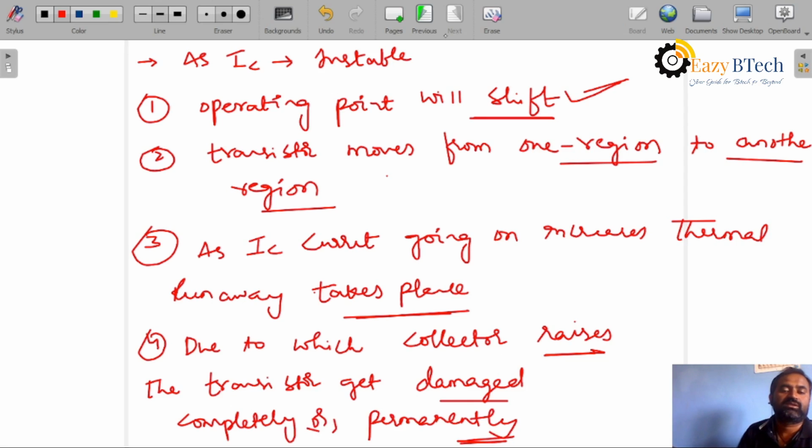Students, these are all the effects of the collector current. As the collector current increases, the transistor gets completely damaged. What makes the collector current increase? Reverse saturation current, VBE and beta. These three parameters make the collector current unstable. As the collector current becomes unstable, the operating point will shift. The transistor moves from off region to on region, that is, from one region to another. It may move from active to cutoff, cutoff to saturation, or saturation to active.